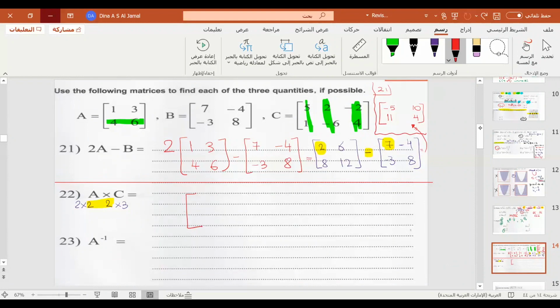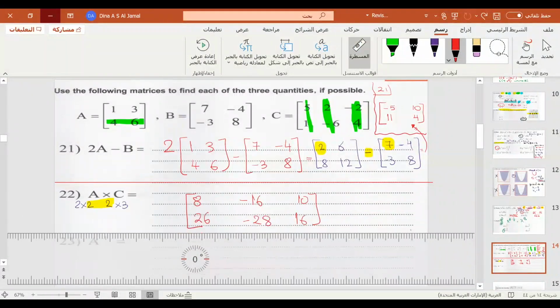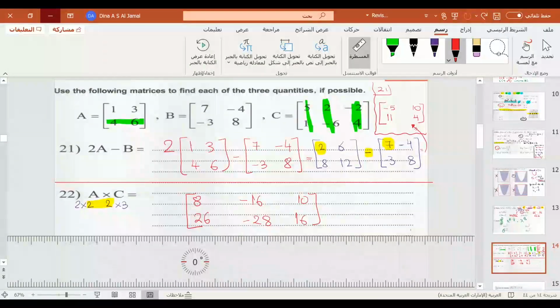So it's all about 8, 26 here in the first column. Then the second column, minus 16, minus 28. Third column, 10 and 16. Great. Again, if you need to have the solution, you can get back to the beginning.